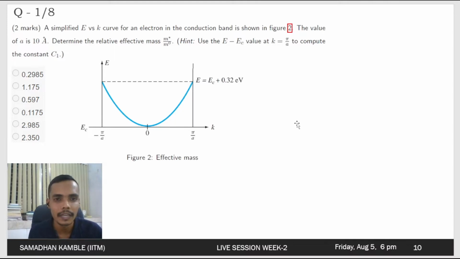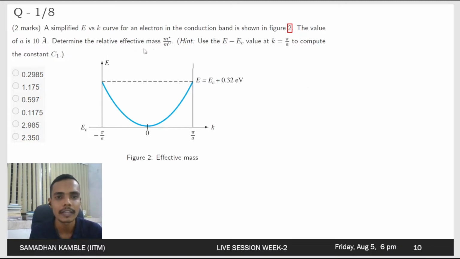So let's start with question number 1. Let me just take a pen here. Okay, so the first question is as follows. A simplified E versus K curve is given. This is for an electron in the conduction band. The value of a is given, which is 10 angstrom, and we are asked to find the relative effective mass.